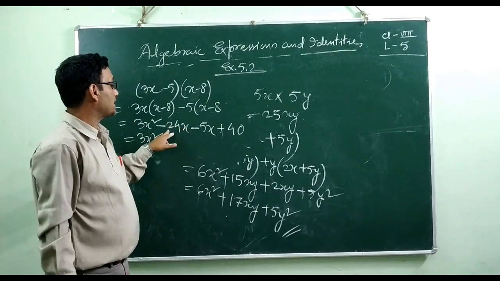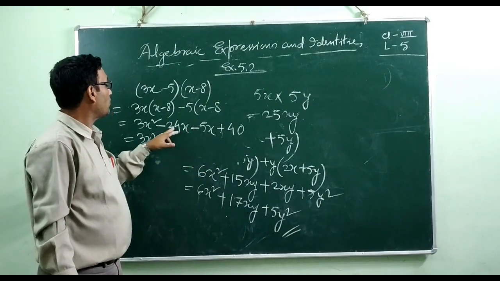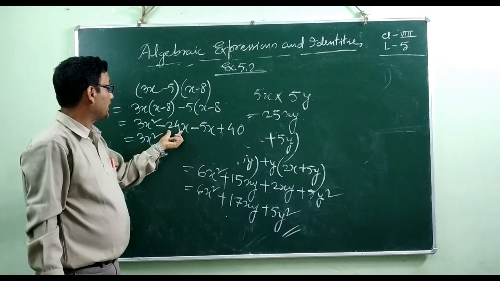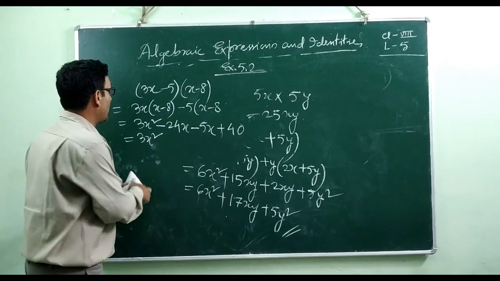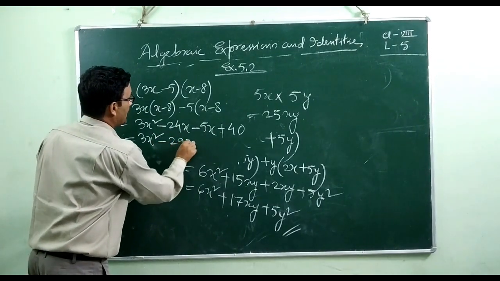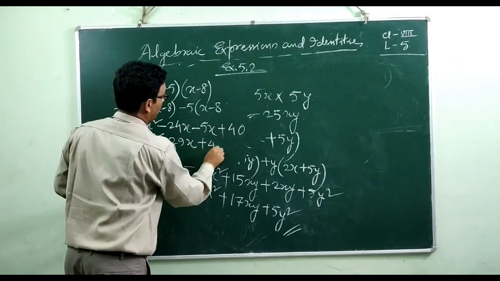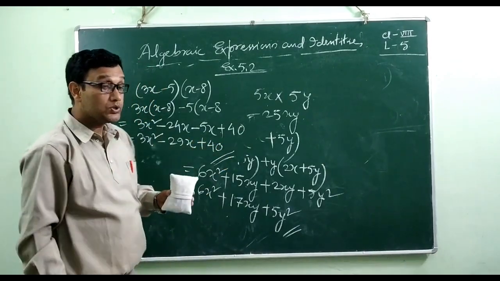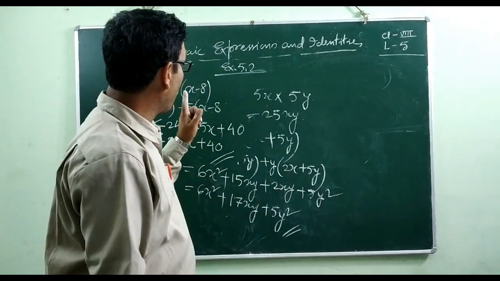Then 3x square minus 24x minus 5x, plus 40. Minus and minus, but before the greater number, what sign? Minus sign. So write here minus 29x plus 40. So this is your answer for this question.